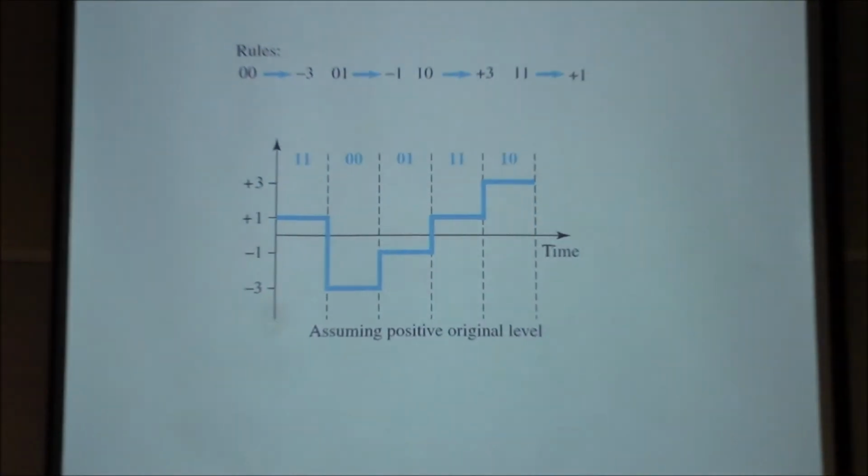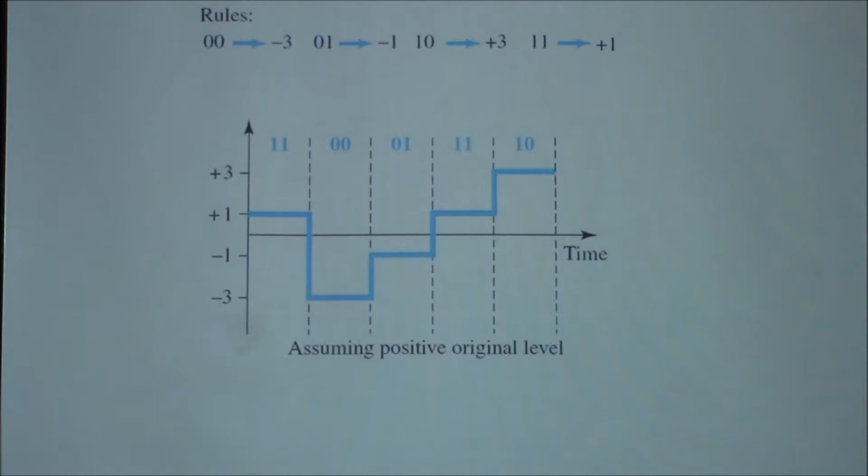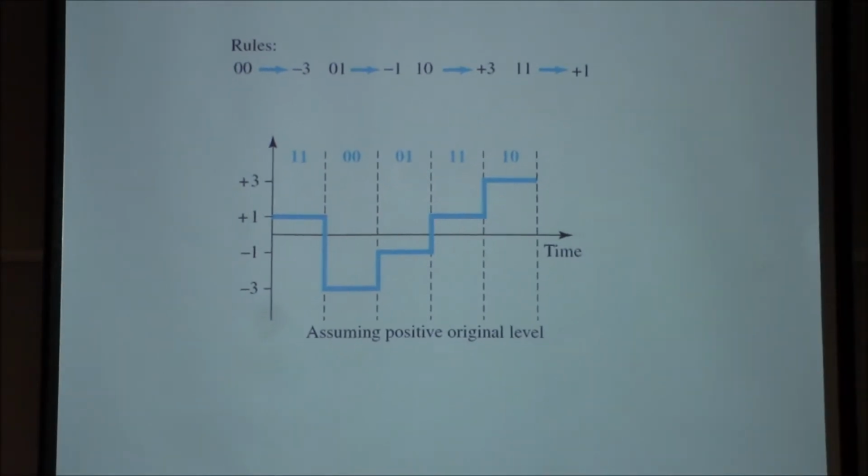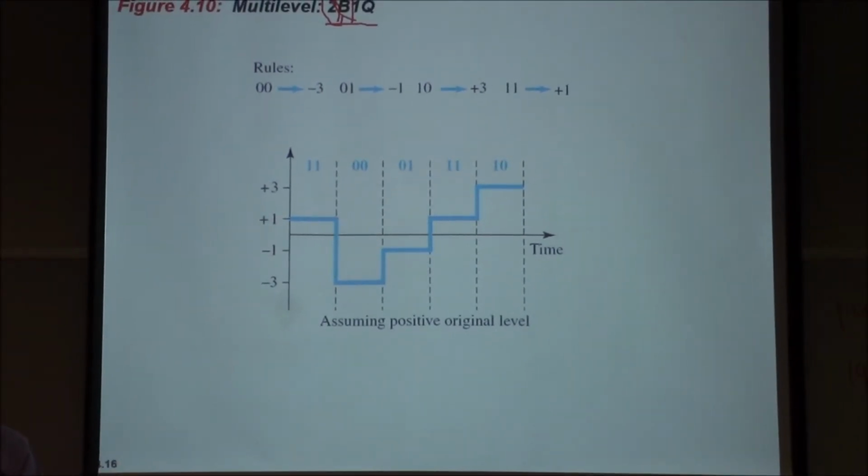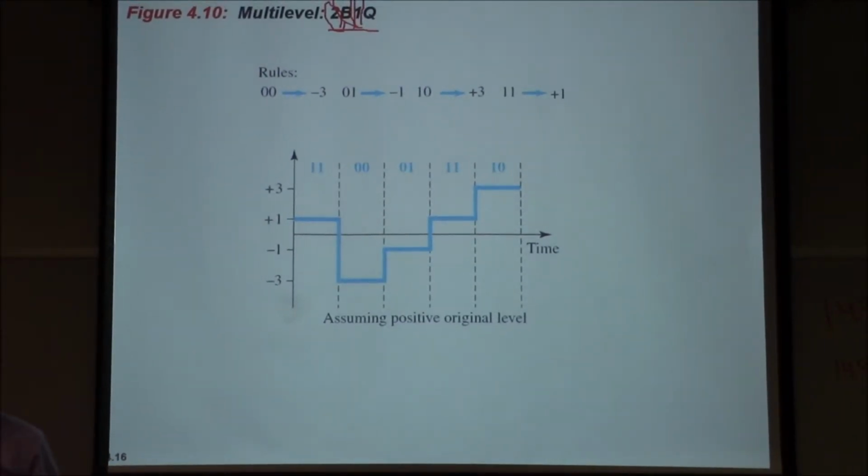2B1Q represents how many bits we are sending per bit interval. We are sending 2. B is for binary, we are using zeros and ones. The 1 means how many signal elements we have. In this technique, we have only 1. And the Q is for quaternary, where we have 4 signal levels. Here we have 4 signal levels, and the Q represents that.